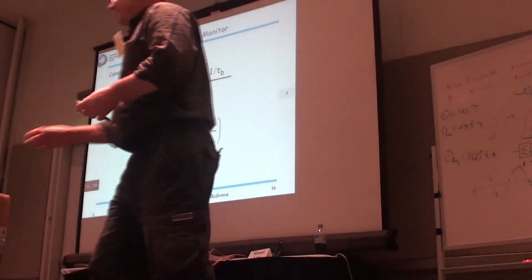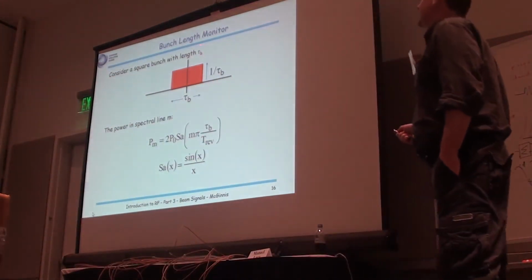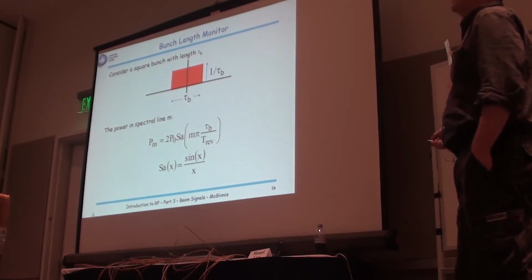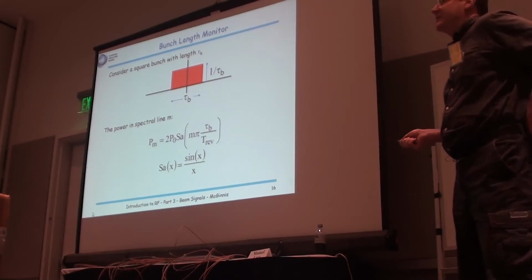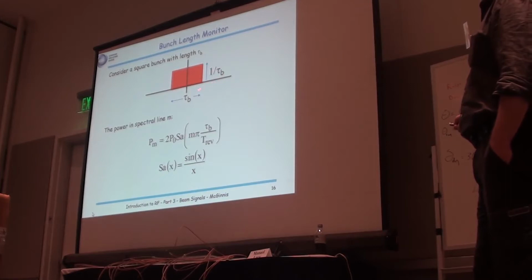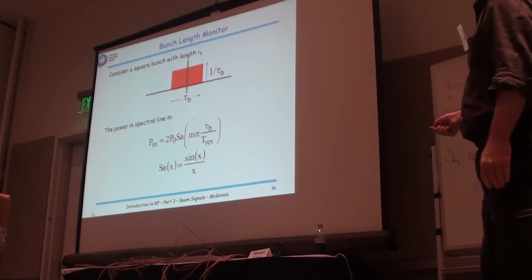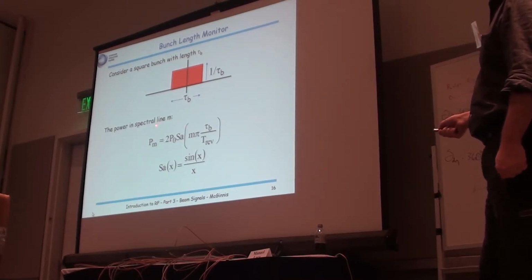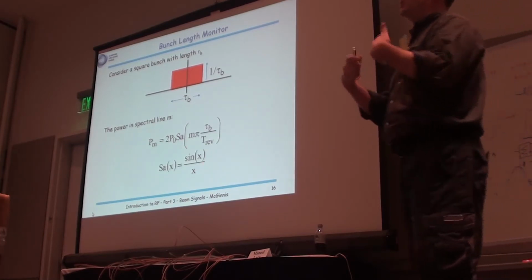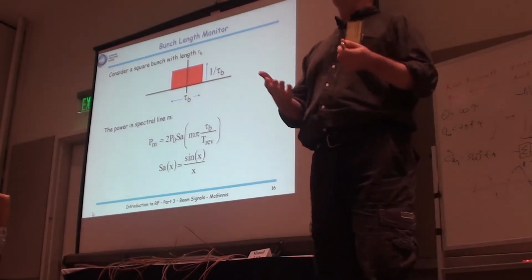Okay, so let's just show how you can use this as a piece of instrumentation. This is a poor man's bunch length monitor. So consider you have a square bunch with length tau b. Okay, we don't have square bunches, but it makes the math easy. If the width is tau b, the height has to be 1 over tau b, and that's just the normalization. So when I integrate this, I get 1. Then the power in spectral line n is given by the sampling function, sine x over x. The Fourier transform of a square wave is a sampling function called sine x over x.